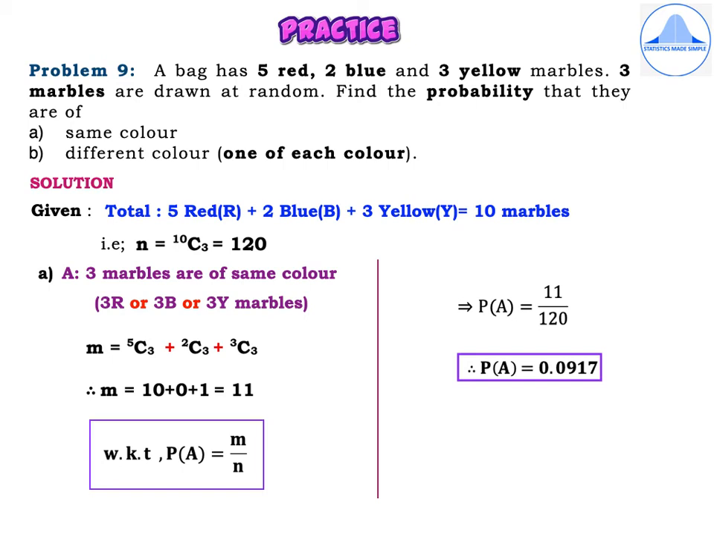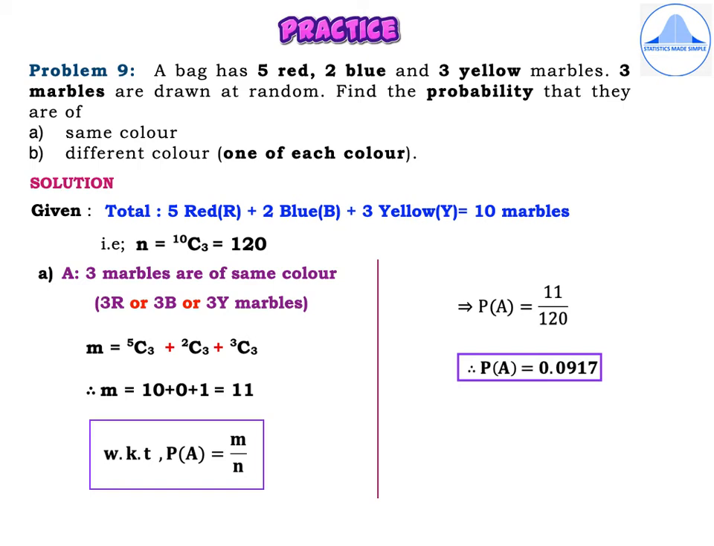There are 5 red and you have to pick 3, so it is 5C3, or is plus. Then 3 blue. There are 2 blue and you have to pick 3, so it is 2C3. Then again or is plus, and you have to pick 3 yellow. There are 3 yellow and you have to pick 3, so it is 3C3.